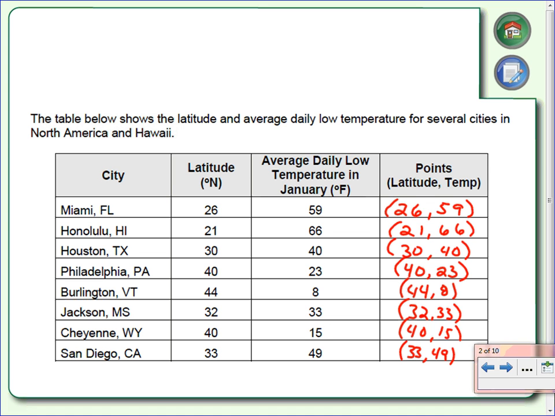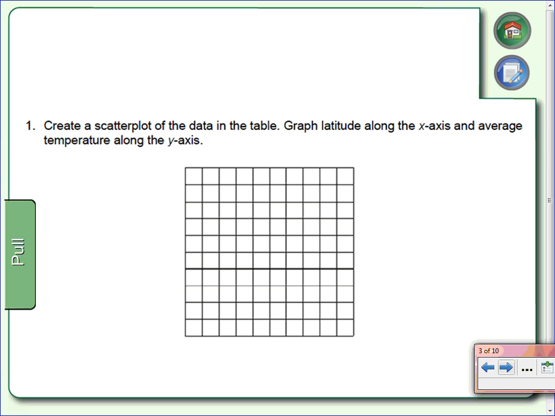So all we did was take the latitude, those were the x values, and take the temperature, those were the y values. So all we did was create some ordered pairs. That's all we needed for this first part. The next thing we're going to do is take each of those points and plot them on some graph paper.